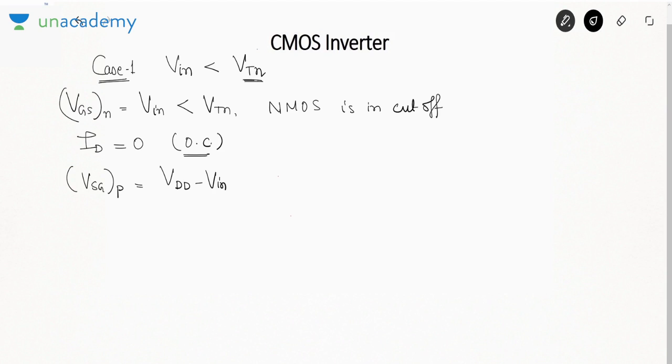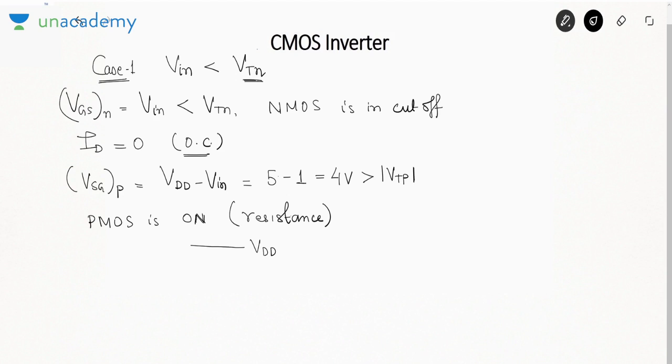But let us take an example. Suppose VTN is 1 volt, so VSGP is 4 volt, definitely greater than the threshold voltage of PMOS. So PMOS is on. If PMOS is on, it can be replaced by a resistance. So let me show you how you can model this device. PMOS is on, it is replaced by a resistance RP.